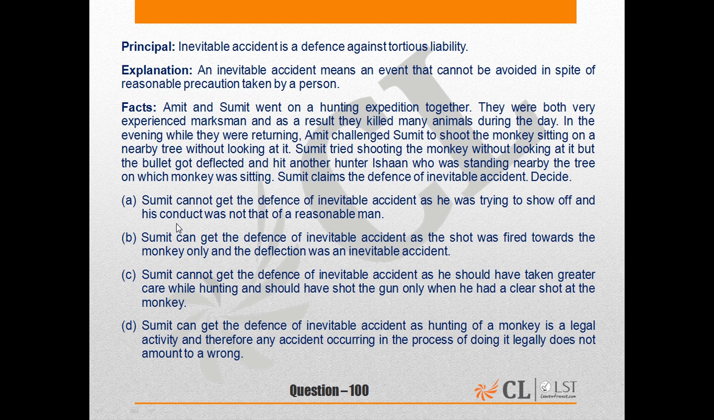Now moving on to question number 100. It talks about inevitable accident, and an inevitable accident means an event that cannot be avoided in spite of reasonable precaution taken by a person. Again, a very simple question. Now, the correct answer is option C. Sumit cannot get the defense of inevitable accident as he should have taken greater care while hunting and should have shot the gun only when he had a clear shot at the monkey. This is the correct answer.